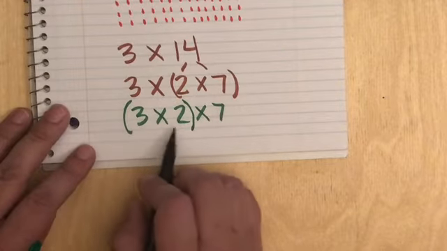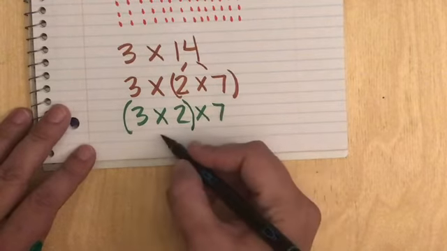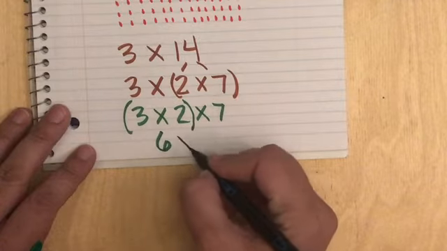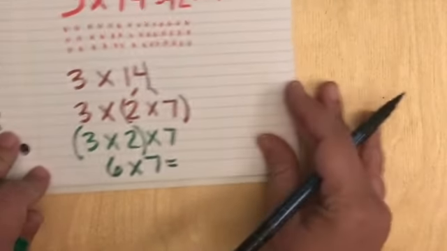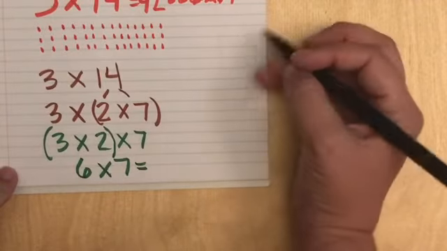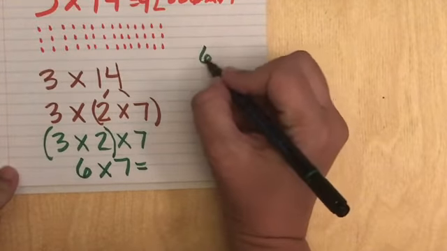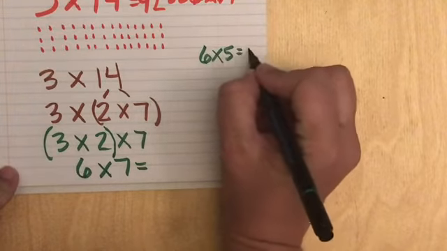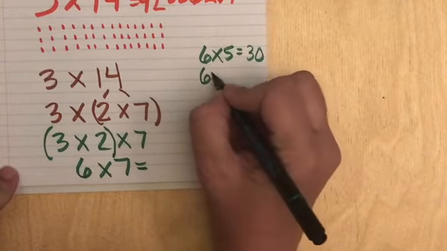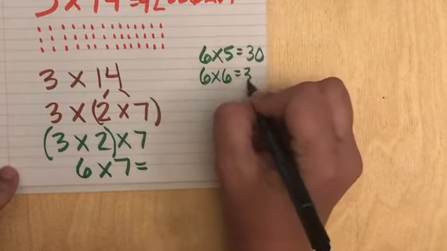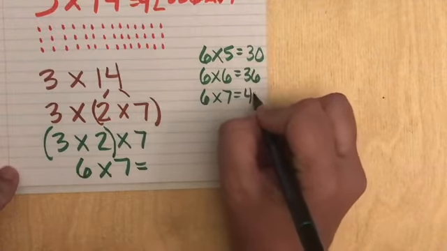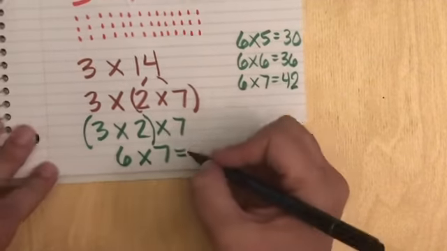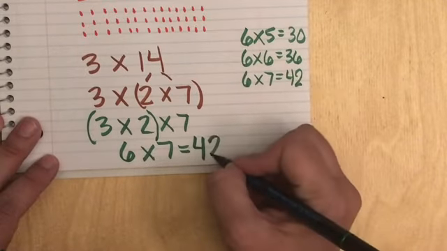So go ahead and solve this new equation, press pause, and then press play when you're done. All right, so we have 3 times 2 times 7. So we have 6 times 7 equals, now remember, you can use our strategies from the day before to help you with your 6s. So I know 6 times 5 is 30. So 6 times 6 is 36. So 6 times 7 is just 6 more, which is 42. So 6 times 7 is 42.